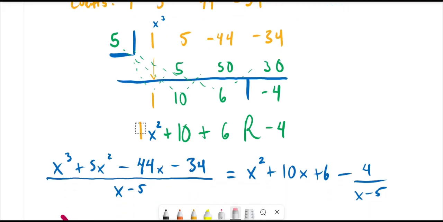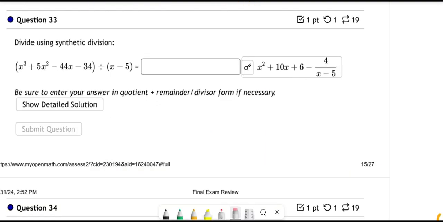This drops from an x to the third to an x squared. So we wind up with 1x squared plus 10x plus 6, remainder minus 4. And so that's our polynomial part, our quotient, plus the remainder, so minus 4, giving us minus 4 over x minus 5. Checking our work, that is in fact the case.